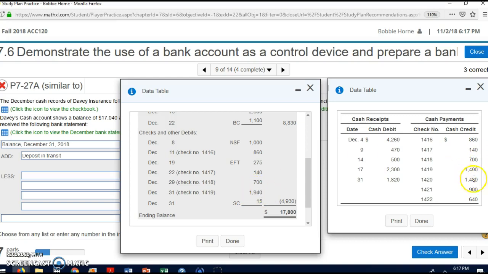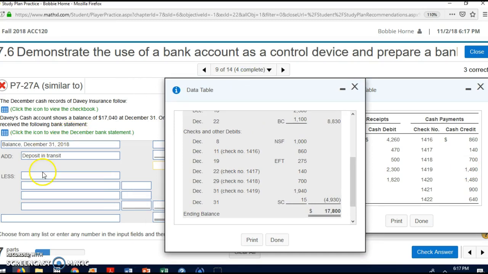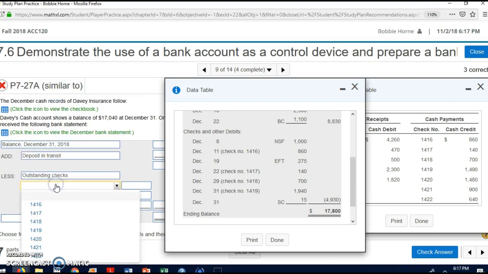But as you can see, we wrote the check for $1,940, but when we recorded it in the journal, we only recorded it for $1,490. There's an error when we entered it in, so we'll have to fix that on the books later. But let's enter our outstanding checks.